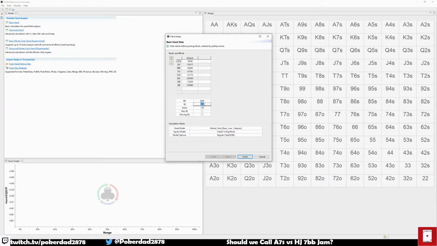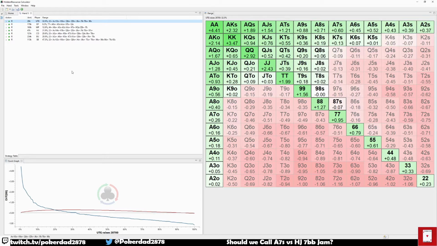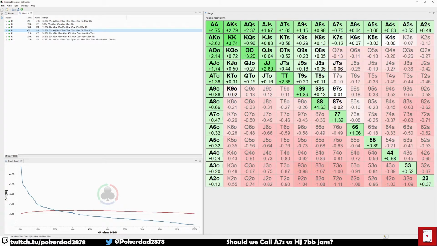6,000, 3,000, and the ante is 600. All right, we'll run it. And it was Hijack who jammed. And this is what his jamming range is going to look like.